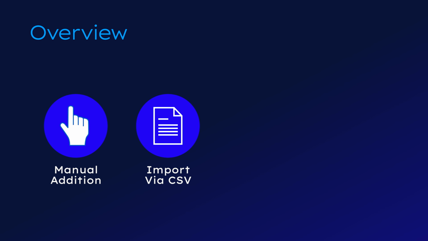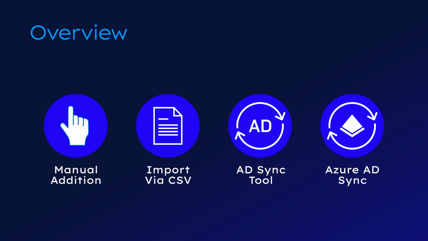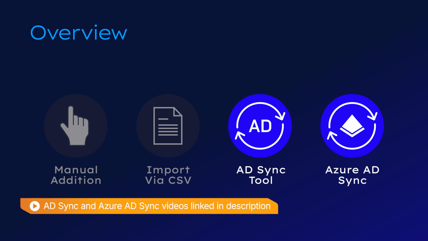There are 4 options for this: manual mailbox creation, import from a CSV file, AD Sync tool, and Azure AD Sync. This video will discuss the first 2 simplest options. AD Sync tool and Azure AD Sync will be discussed in each respective videos.